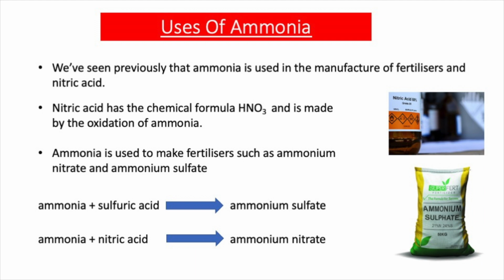So if we had ammonia solution reacting with sulfuric acid, it would form ammonium sulfate. Likewise, if we had ammonia solution reacting with nitric acid, we'd form ammonium nitrate. Ammonium sulfate and ammonium nitrate are examples of salts, and salts are chemicals made from acids. Any salt that is made from sulfuric acid is called a sulfate, and any salt that is made from nitric acid is called a nitrate. So we have ammonium sulfate here because the salt is made from sulfuric acid, and ammonium nitrate because the salt is formed from nitric acid.